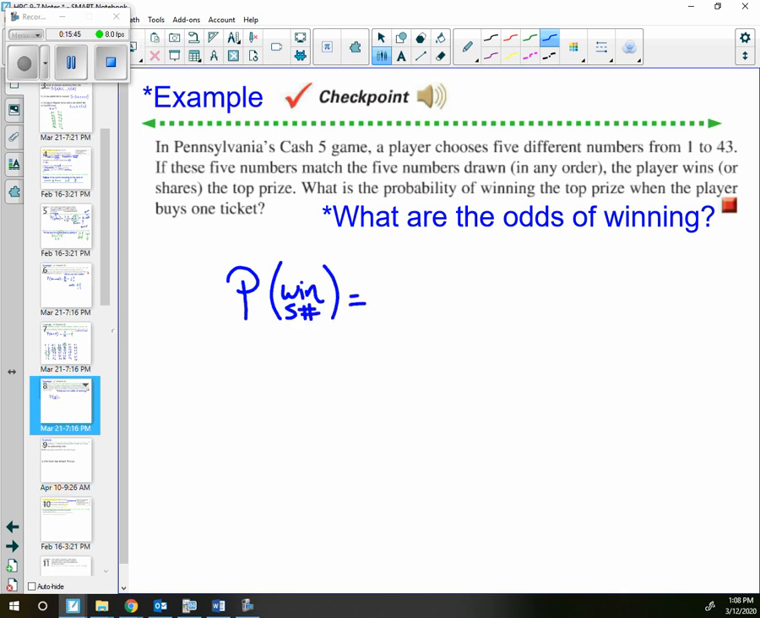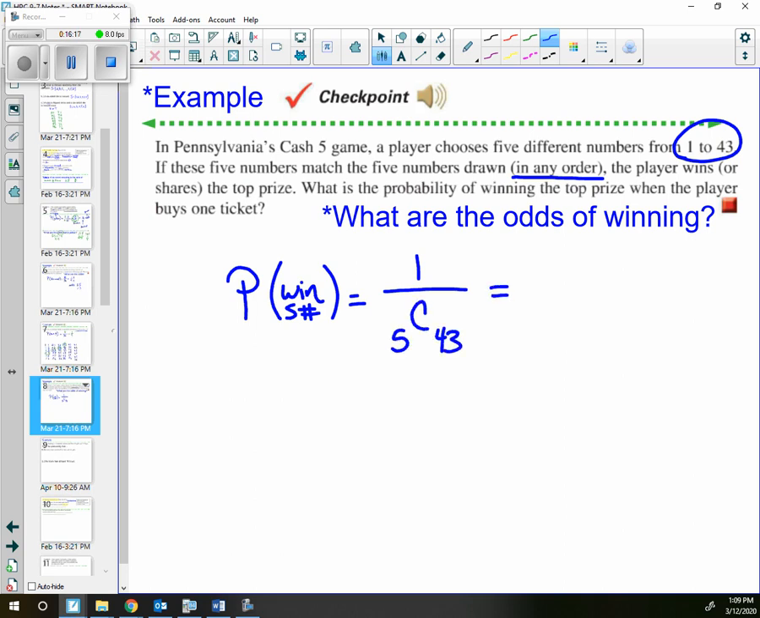All right, well, let's see if we can figure out what we'd be calculating here. Well, you're only buying 1 ticket, so there's only one successful outcome here. There's only 1 ticket that's going to match. But with the total sample space here for the denominator, we're choosing 5 numbers from 43 where the order doesn't matter. Okay, so is that a combination or a permutation? So if you think back, if order doesn't matter, it's a combination.